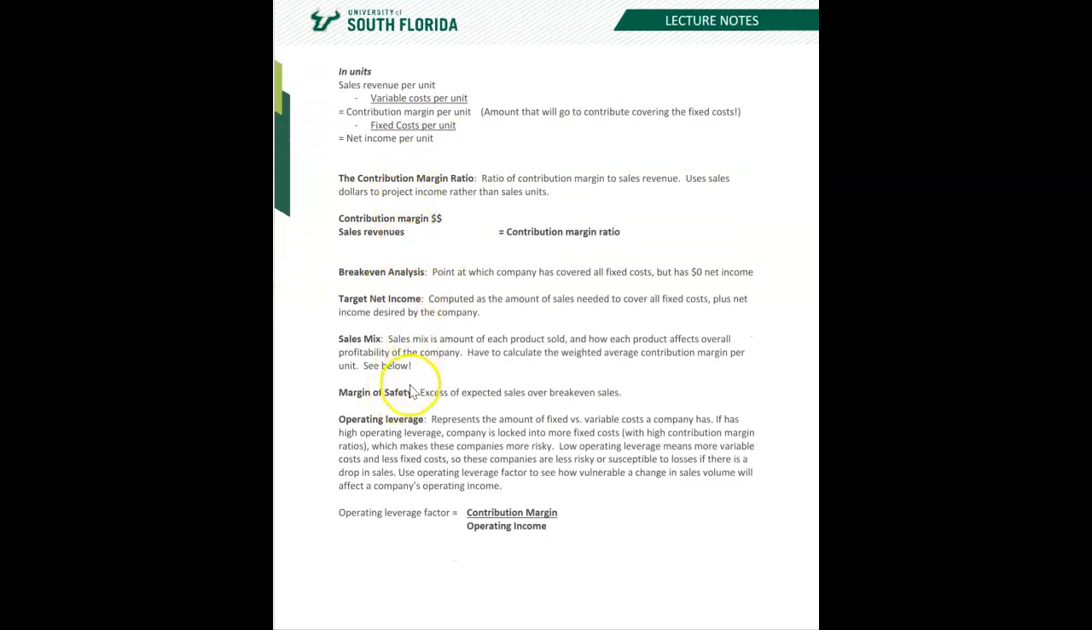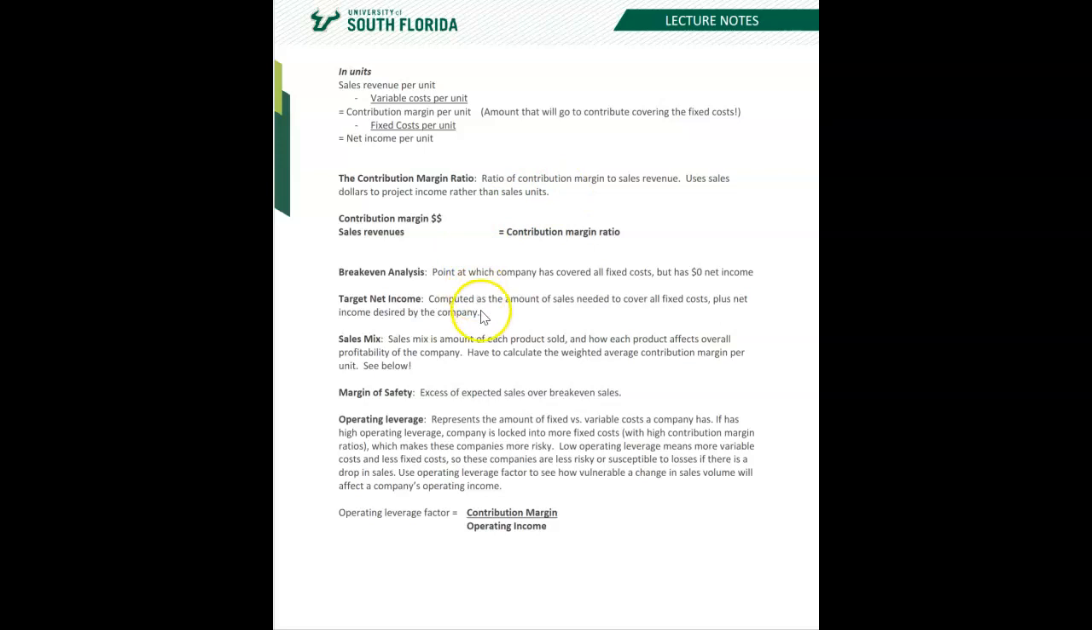So a few important things here. These are the words and the concepts that are throughout the chapter. And the first one is the contribution margin ratio. And the CM ratio is the contribution margin, right here, divided by sales. Okay, that's the CM ratio. And then if we have that number, then we can predict sales in dollars rather than just sales in units.